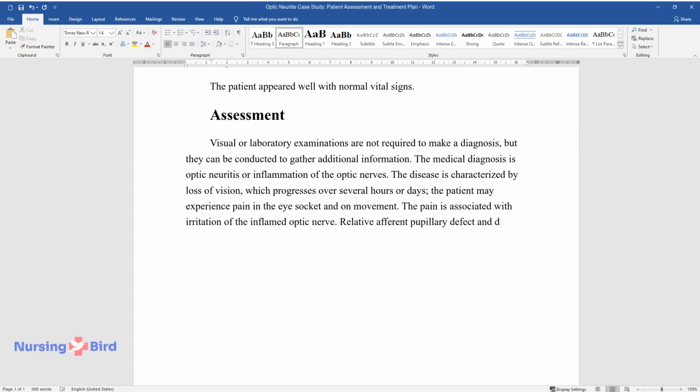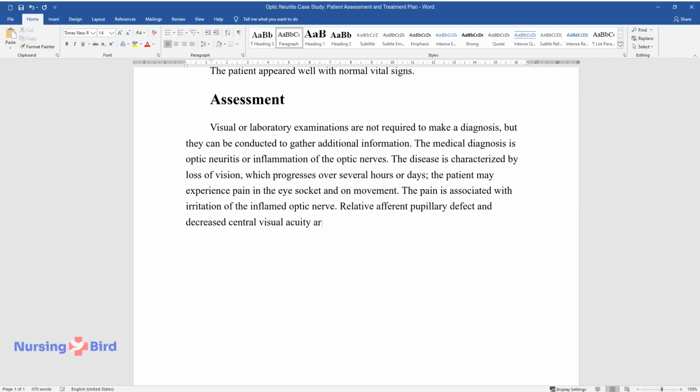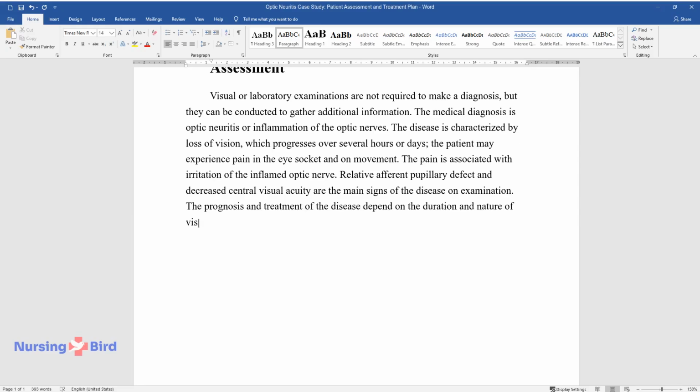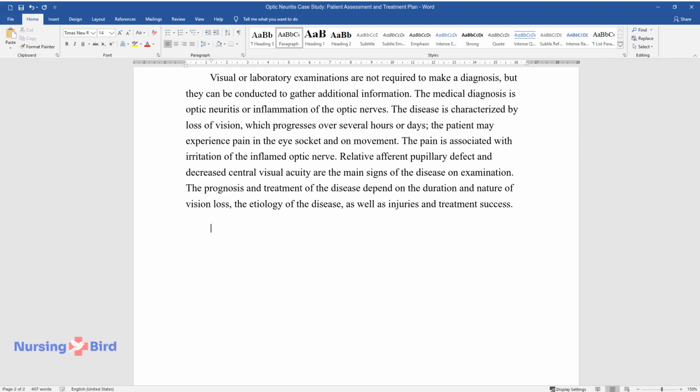Relative afferent pupillary defect and decreased central visual acuity are the main signs of the disease on examination. The prognosis and treatment of the disease depend on the duration and nature of vision loss, the etiology of the disease, as well as injuries and treatment success.